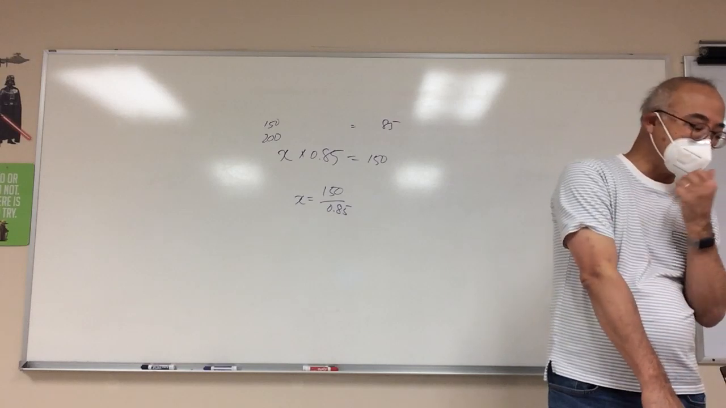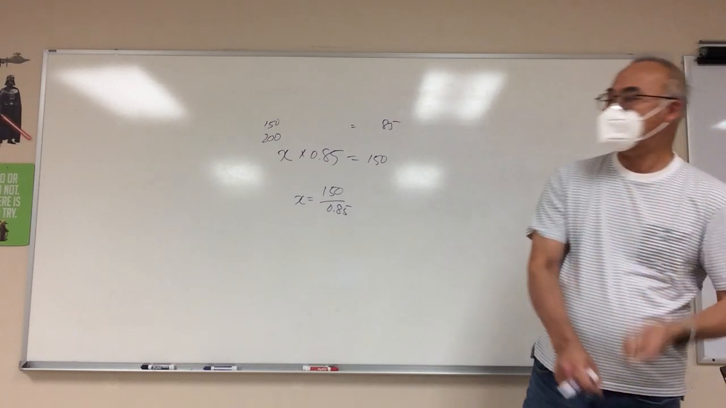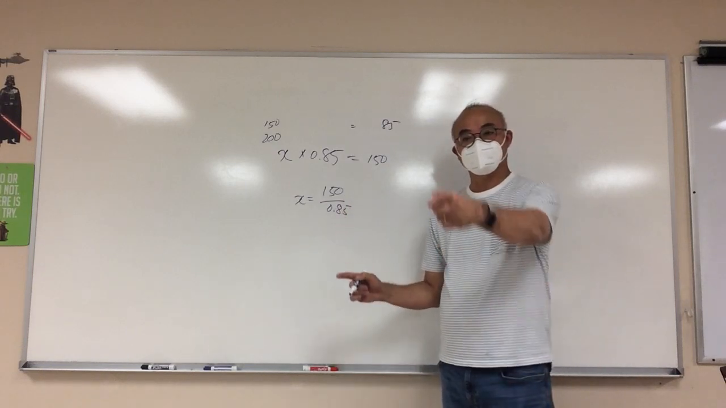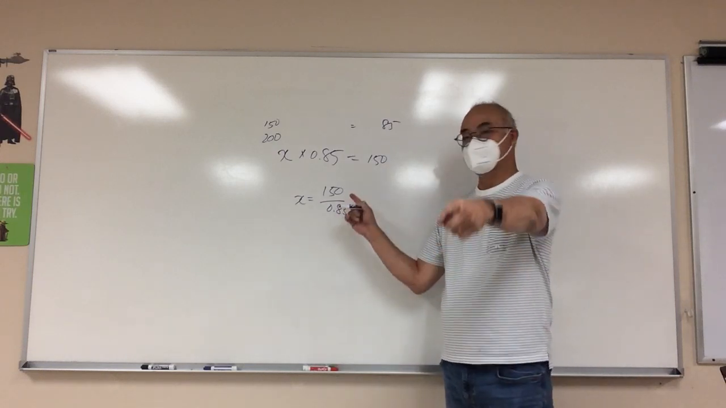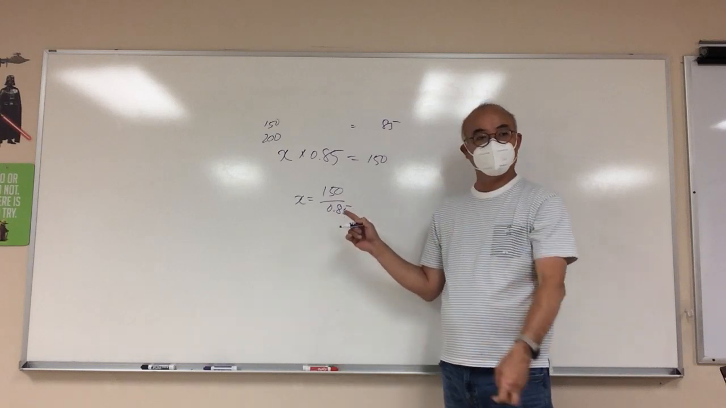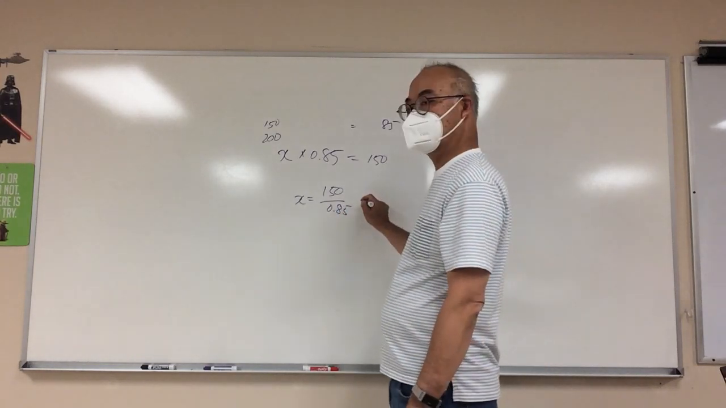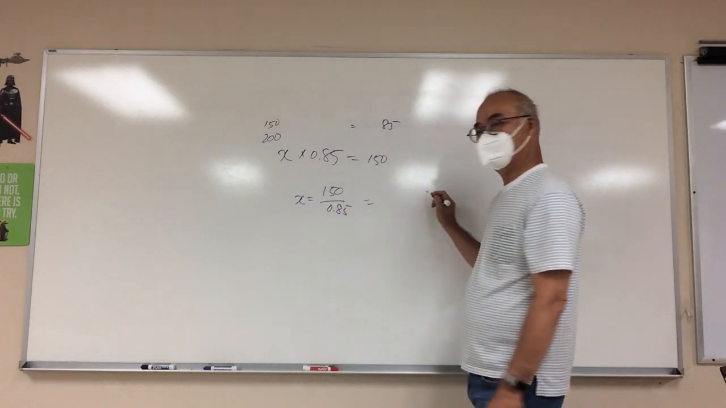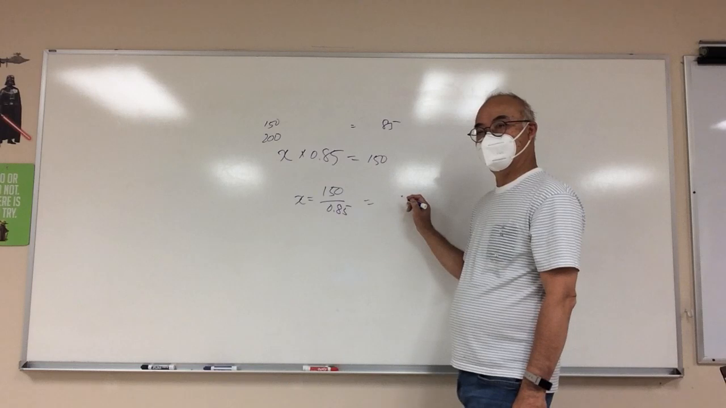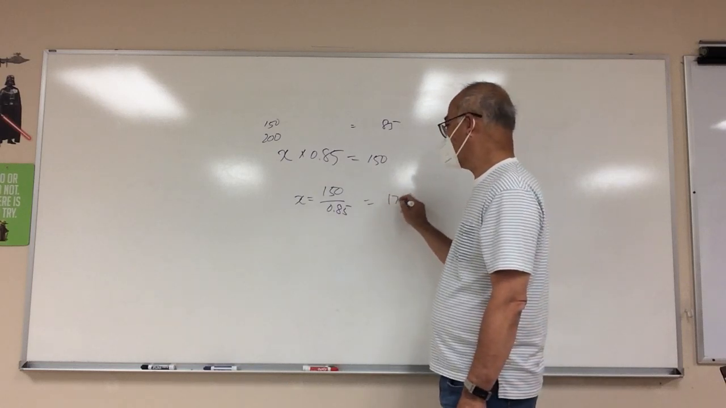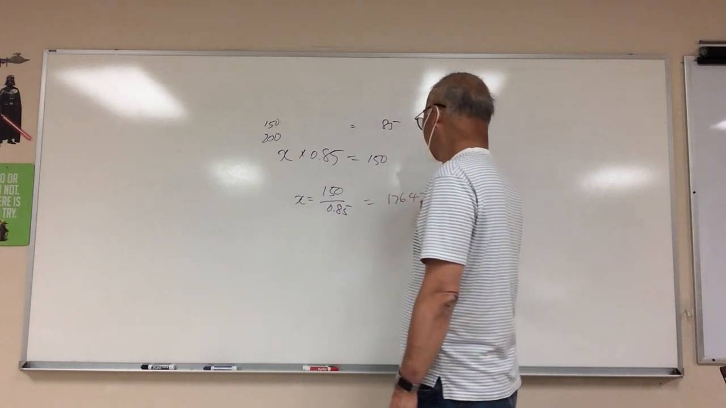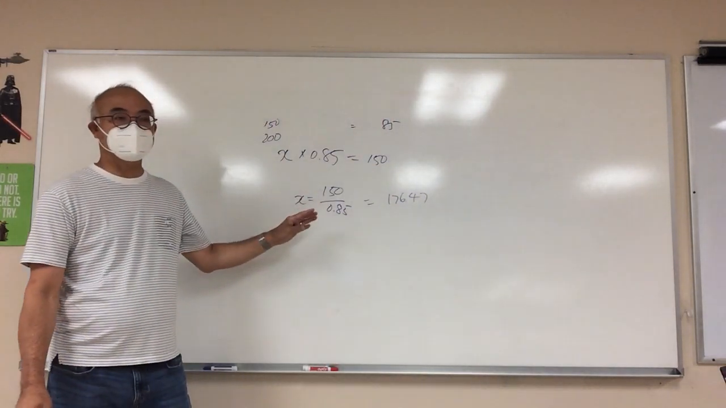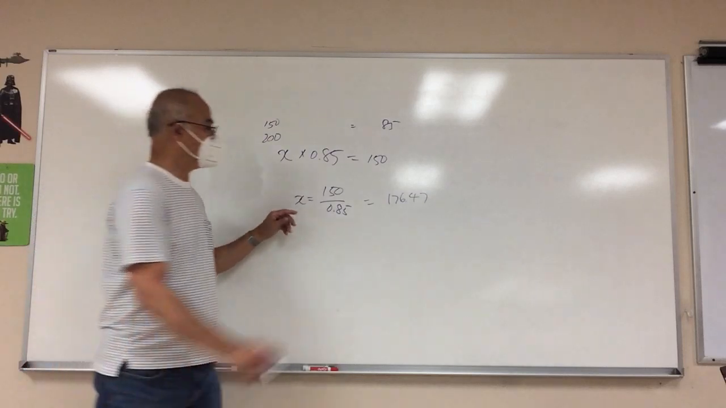How would you solve this? How would you go about doing this? Obviously 150 is not the answer, right? So if I do, what do I get? 150 divided by 0.85. 176.47. So that's not working, right? 150 is not the correct answer, right? You understand why this is not the correct answer? Right?